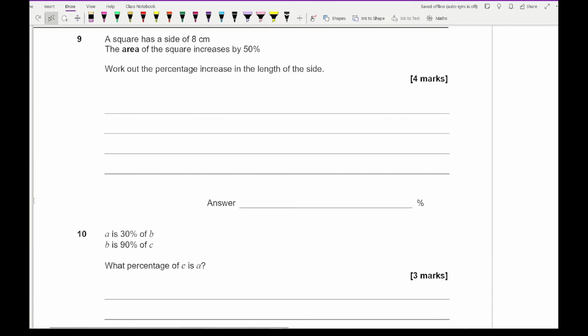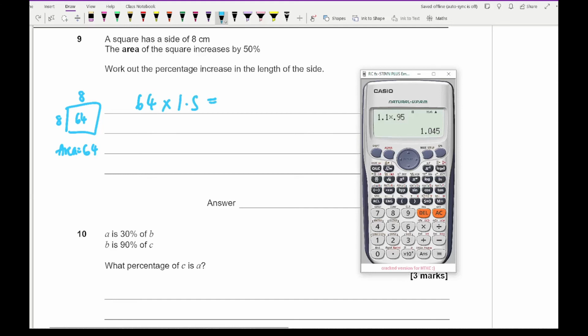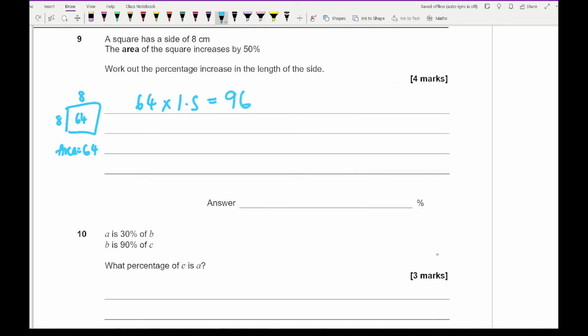Moving on to question 9, it says that a square has a side of 8 centimeters. The area of the square increases by 50%. Work out the percentage increase in the length of sides. So here we've got the original is 8 centimeters. Let's quickly draw a square. Now the area of the square is 64. If the area is increasing by 50%, I've got to do 64 times 1.5, and that should give me 96. So this is the new area. To find out the new length, what I need to do is square root 96, and that will give me my answer.